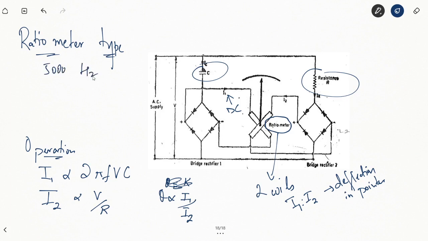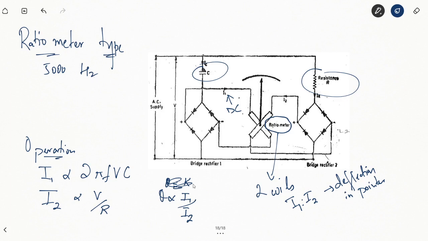So you have an AC voltage applied to two direct bridge rectifiers, through a capacitor in one case and through a resistor in another case. The output currents that will be available to us will be rectified DC output, which will not be purely DC. So you have I1 proportional to 2 pi FVC and you have I2 proportional to V by R. The ratiometer is so designed that the deflection of the pointer, now caused by the static magnetic field of I1 and I2, will cause the pointer to move proportional to the ratio of the two currents I1 and I2.